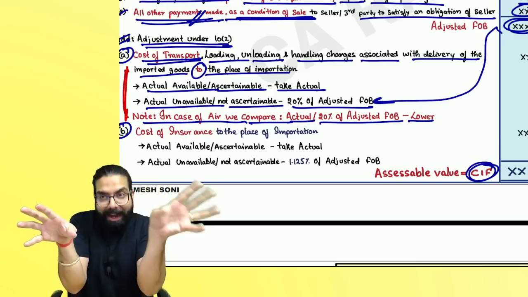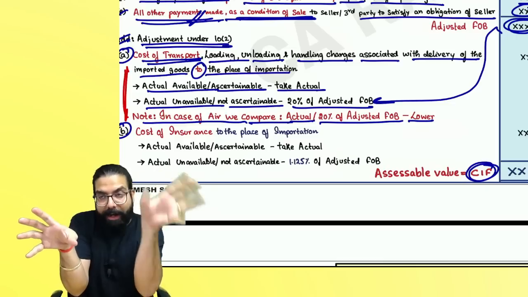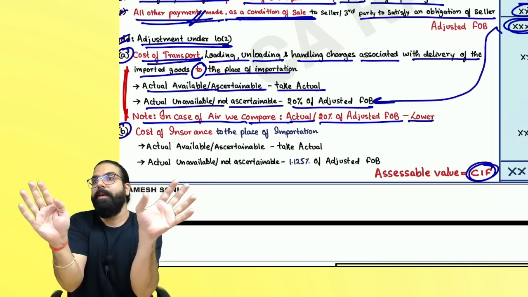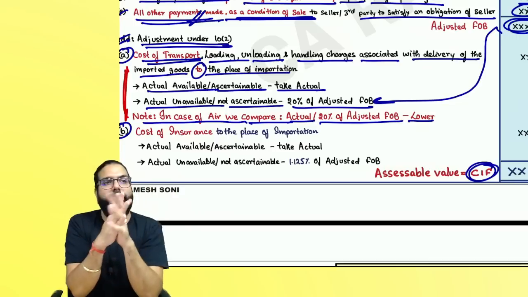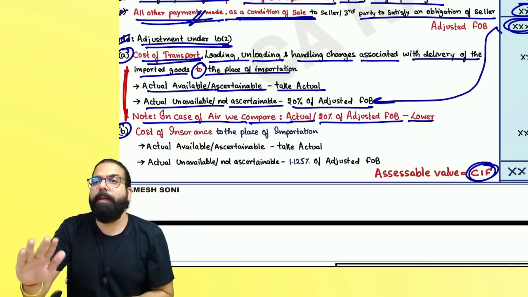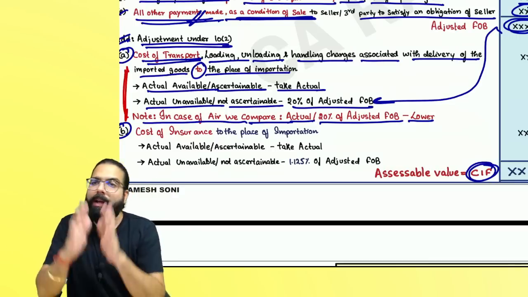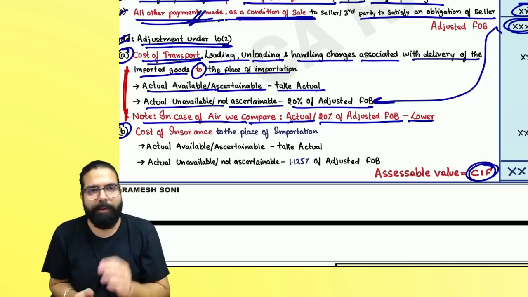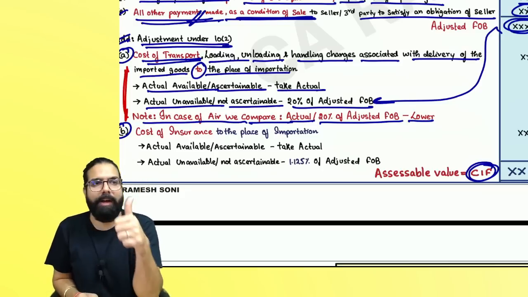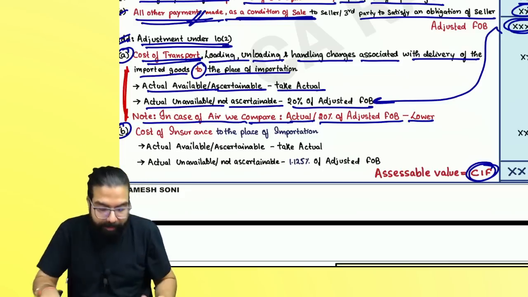So when you take actual cost of transportation, loading, unloading, handling charges and compare with 20%, in case of air we take whichever is lower. Are we clear? But in all other modes of transportation, if actual is available, we take actual. If actual is not available, then we take 20%. Please be very careful about this point. Are you guys able to recall the point? Yes, sir, we are able to recall.